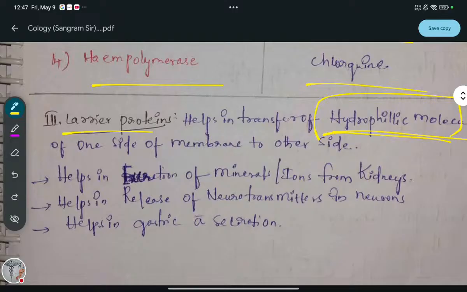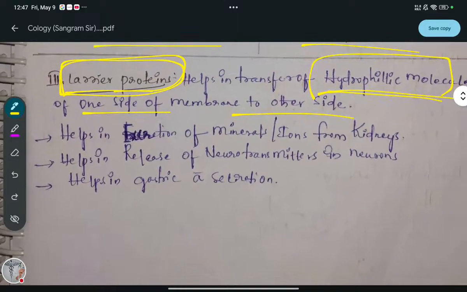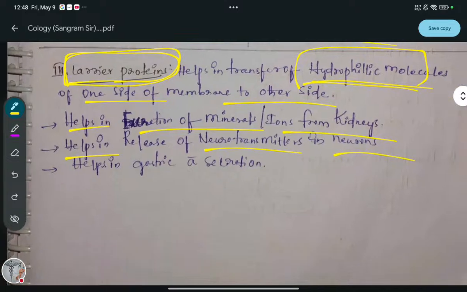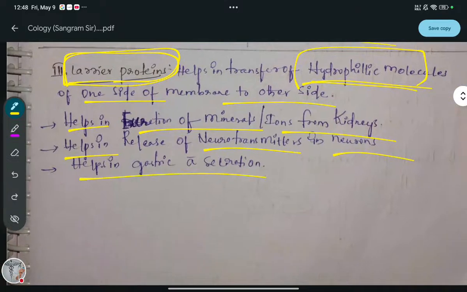But hydrophilic molecules can't easily pass through the membrane. So to pass hydrophilic molecules from one side of the membrane to the other side, we need some carrier proteins. It helps in the excretion of minerals and ions from the kidney. It also helps in the release of neurotransmitter in the neuron. It helps in gastric acid secretion.